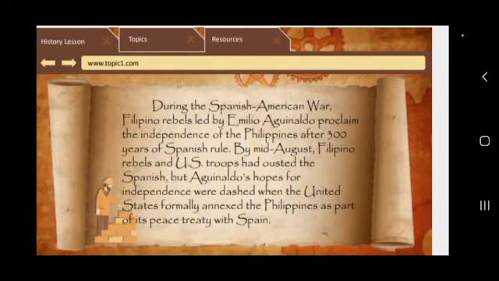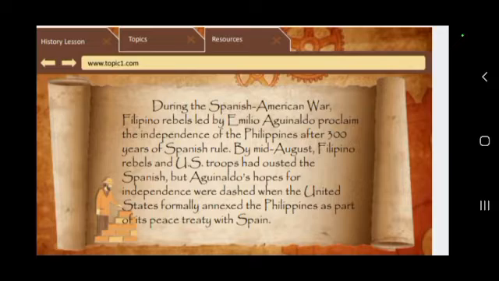During the Spanish-American War, Filipino rebels led by Emilio Aguinaldo proclaimed the independence of the Philippines after 300 years of Spanish rule. By mid-August, Filipino rebels and U.S. troops had ousted the Spanish, but Aguinaldo's hopes for independence were dashed when the United States formally annexed the Philippines as part of its peace treaty with Spain.